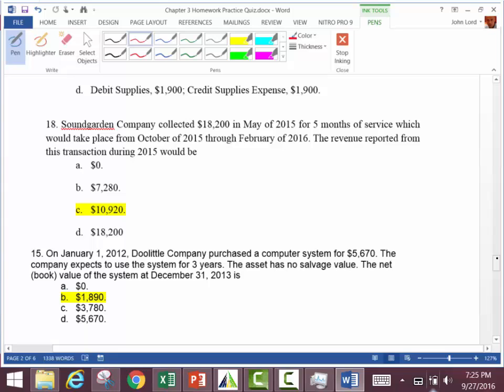Okay. So what do we got? We've got this Soundgarden collected 18,200. Why don't you give me the journal entry when they collect 18,200? Even though this question didn't ask for it. General journal form for the whole entry when they receive the cash. Go ahead and erase that.